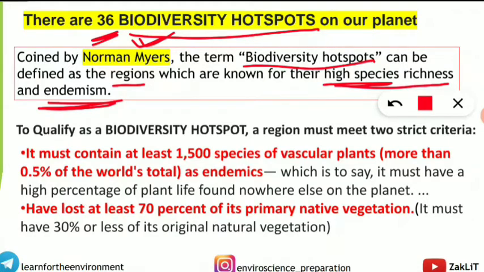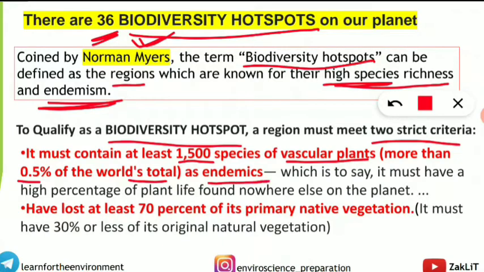Now we should know which region will qualify as a biodiversity hotspot. It should meet 2 strict criteria. Number 1, the place or region must contain at least 1,500 species of vascular plants, that means more than 0.5% of the world's total plants as endemic, that means only found in that region. In simple terms, it must have a high percentage of plant life found nowhere else on the planet. That is the first criteria.